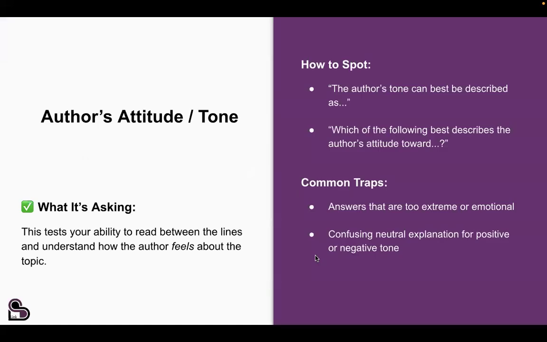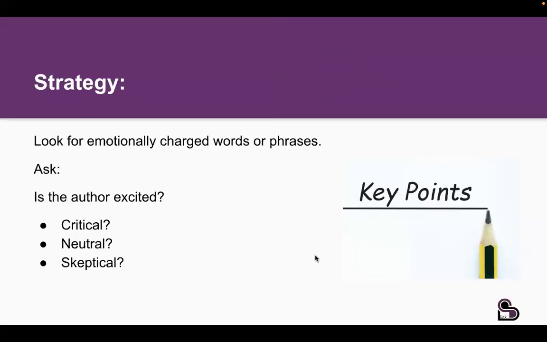All right, another one is author's attitude and tone. So, what is it asking? This tests your ability to read between the lines and understand how the author feels about the topic. How to spot it? The author's tone can best be described as... Which of the following best describes the author's attitude towards...? Common traps that we find: answers that are too extreme or emotional, and confusing neutral explanations for positive or negative tone. The strategy: look for emotionally charged words or phrases and ask, is the author critical, neutral, or skeptical?